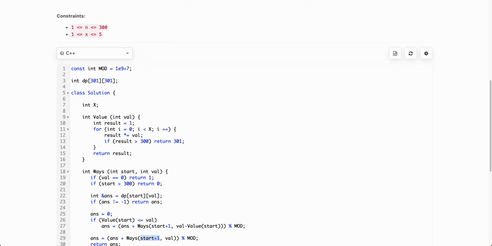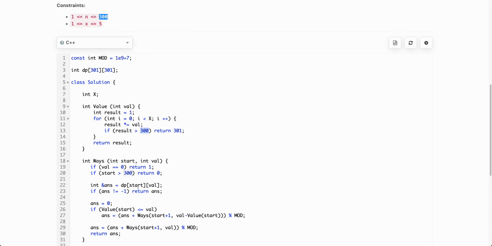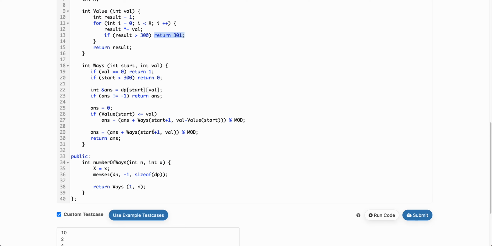Now the value function is straightforward. We are just multiplying the same number x number of times. And one small thing that we have done is we break out early because we don't want to deal with long integers and other things. So we just say if result is greater than 300, it means we have already crossed n. And because we have already crossed n, this condition will never be satisfied, and because of that, we will never be executing this statement at all. So if result is greater than 300, we'll simply return some number greater than 300.